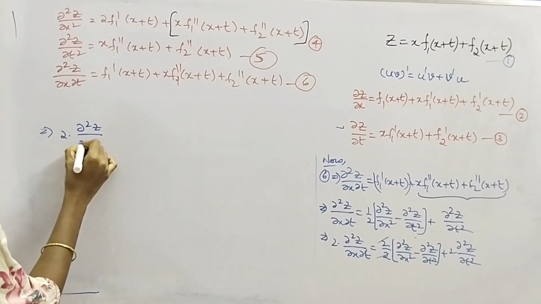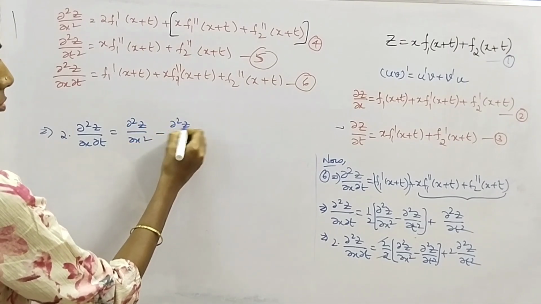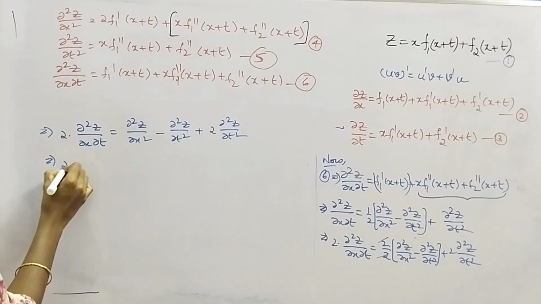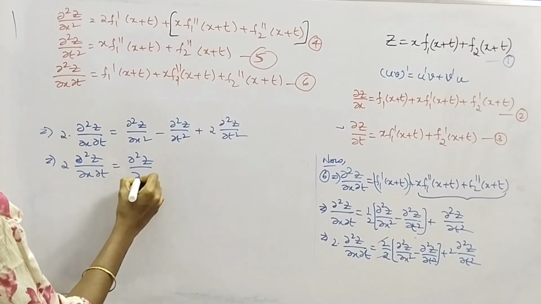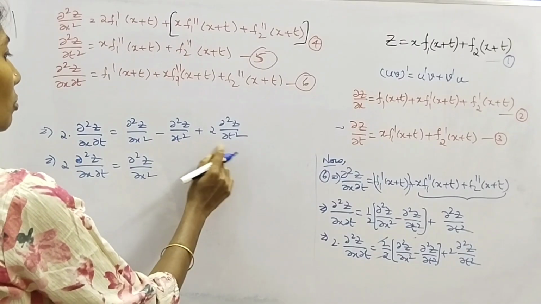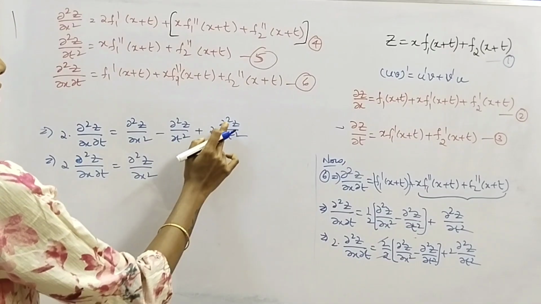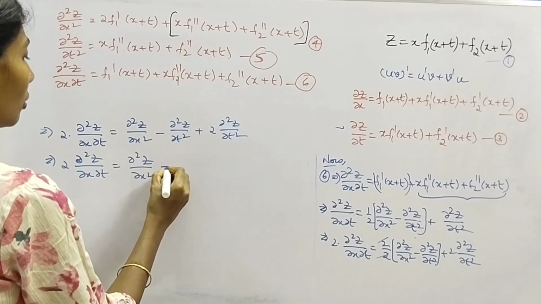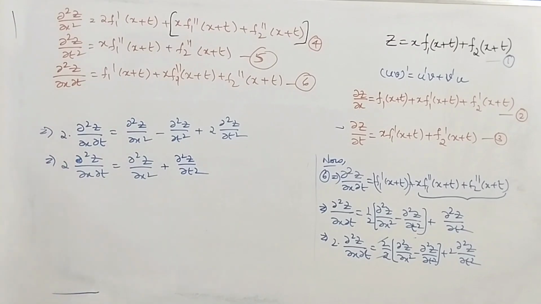You will get 2 ∂²z/∂x∂t equals ∂²z/∂x² minus ∂²z/∂t² plus 2 ∂²z/∂t². This gives us 2 ∂²z/∂x∂t equals ∂²z/∂x² minus ∂²z/∂t² plus 2 ∂²z/∂t², which gives plus ∂²z/∂t², right? 2 minus 1 gives 1. So we'll get plus ∂²z/∂t².